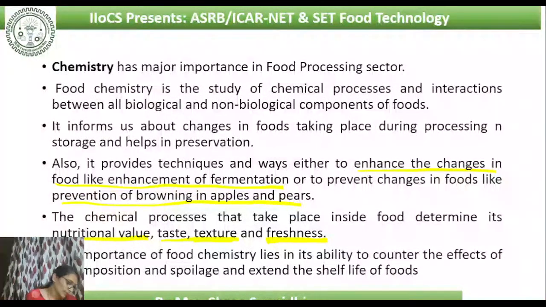The importance of food chemistry lies in its ability to counter the effects of decomposition and spoilage and extend the shelf life of foods. As I told you before, if we know the chemistry behind the activities going on in the food, we can avoid or slow down the decomposition and spoilage and extend the shelf life of the food.